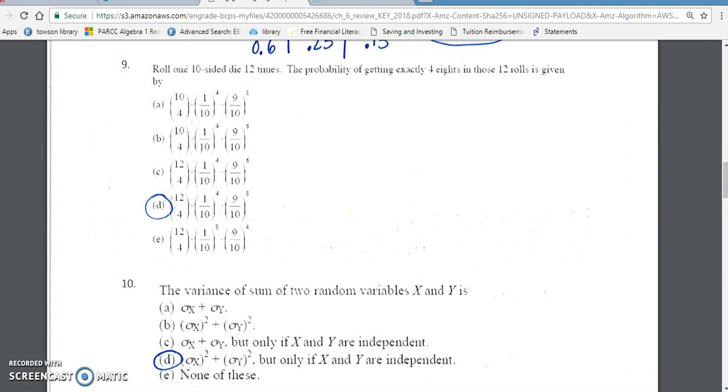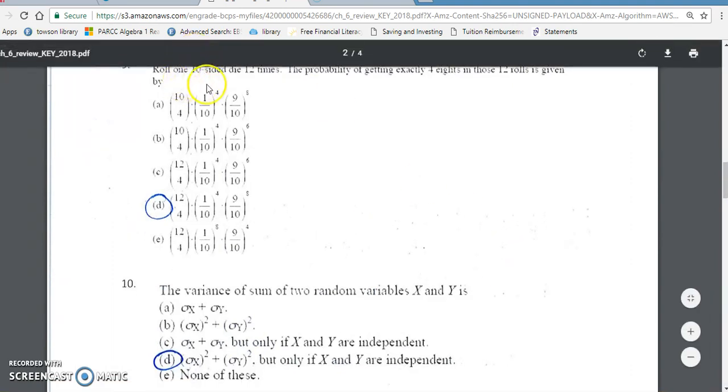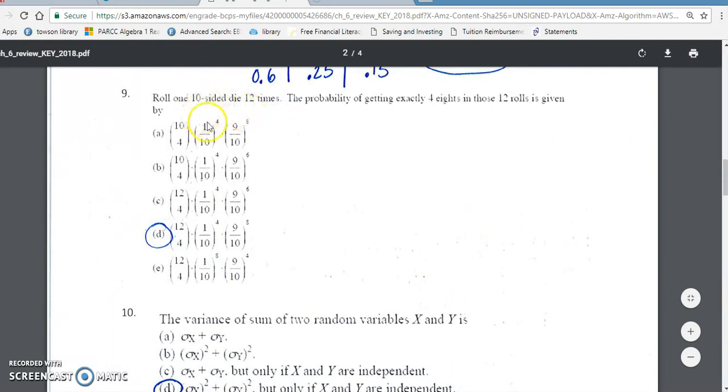So using that idea, just be very careful. I think they tried to throw you off with the 10-sided die and using 10 choose 4 in A and B. But we're rolling it 12 times and we want to get 4 of the successes. So really it's D, 12 choose 4. The 1/10 is where this comes in. There's a 1/10 chance of getting that 8 4 times. And so then we're failing to get the 8. This is failing to get the 8. It's getting any other number besides 8 the other times.